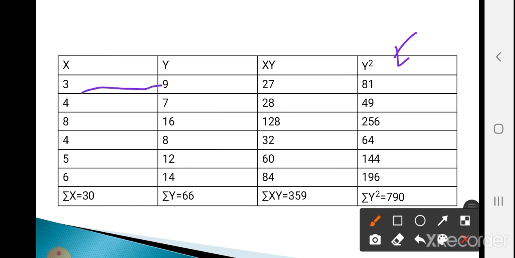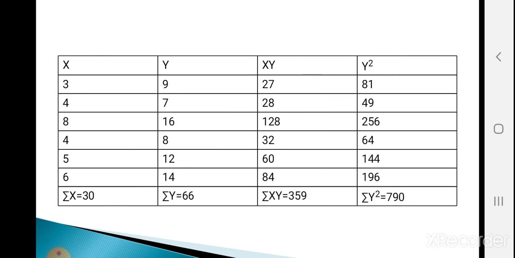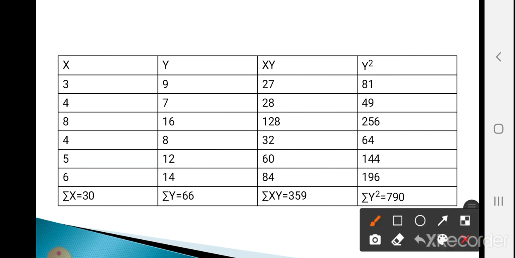So 3 into 9, that is 27. Then 4 into 7, that is 28. 8 into 16, that is 128. Then 4 into 8, that is 32. Then 5 into 12, that is 60. And 6 into 14, that is 84. Now y square means just squaring all the values of y. So 9 square 81, 7 square 49, 16 square 256, 8 square 64, 12 square 144 and 14 square 196.